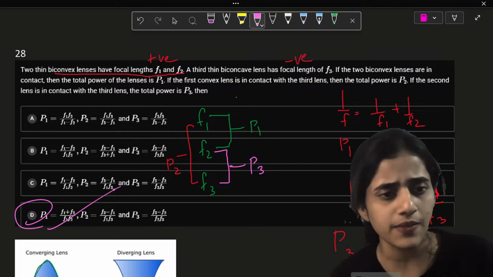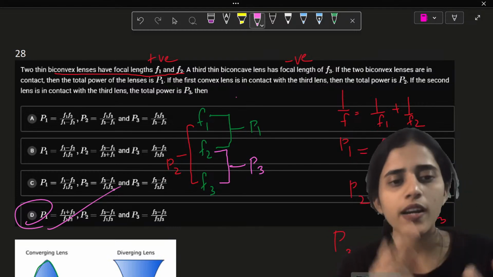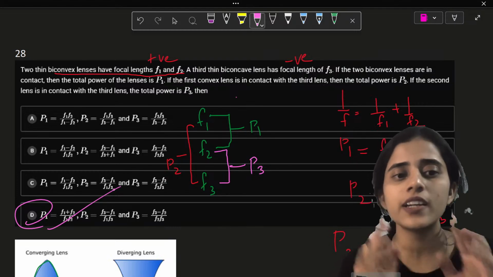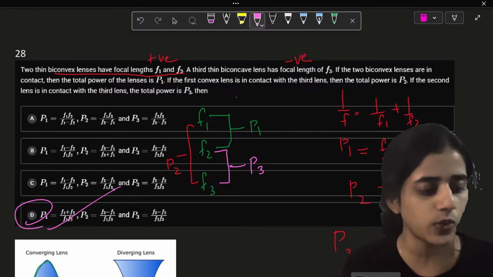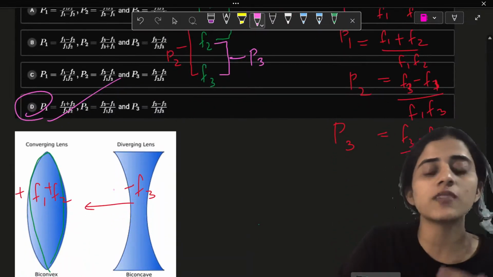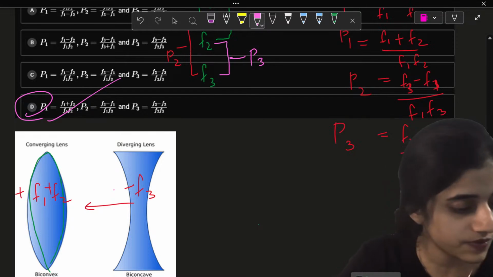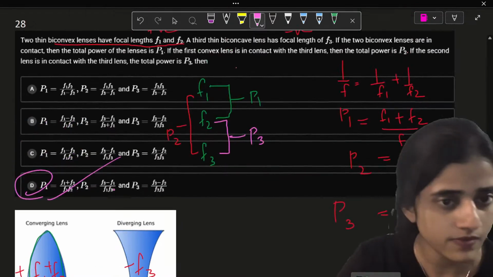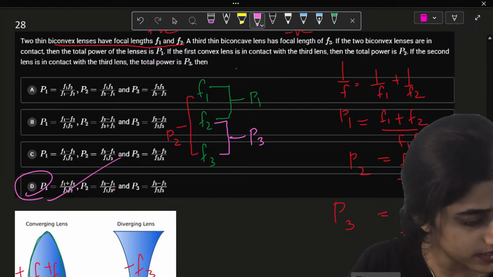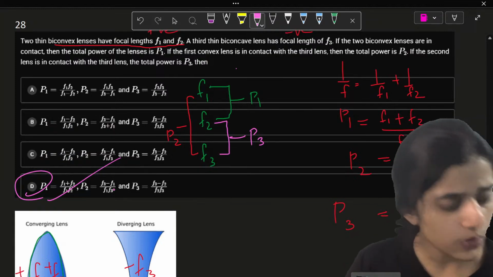Tarun, is it option B? Check, check. See, F1 and F2 are not negative. F1 and F2 are positive. Only F3 is negative. Why? Because it is a diverging biconcave lens. For a biconcave lens, focal length is negative. Option B. Are you all getting option B?